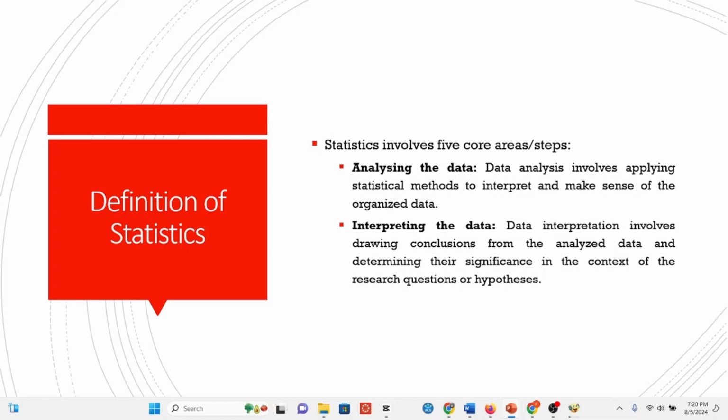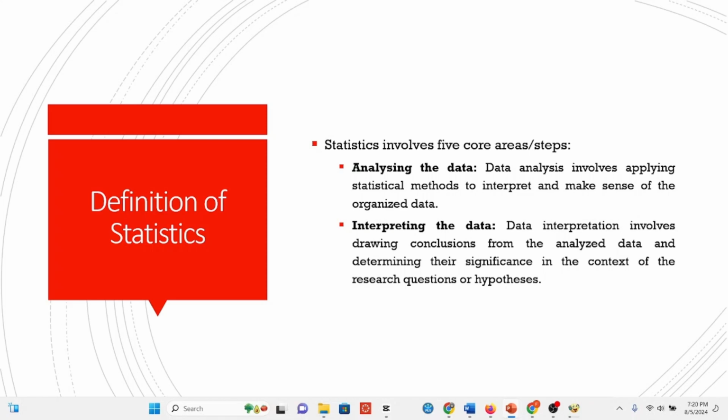Techniques used in data analysis range from simple measures of central tendency, such as mean and median, to more complex methods like regression analysis, hypothesis testing, or machine learning algorithms. The goal of data analysis is to uncover patterns, correlations, and trends that can answer research questions or test hypotheses, ultimately leading to new insights and understanding.